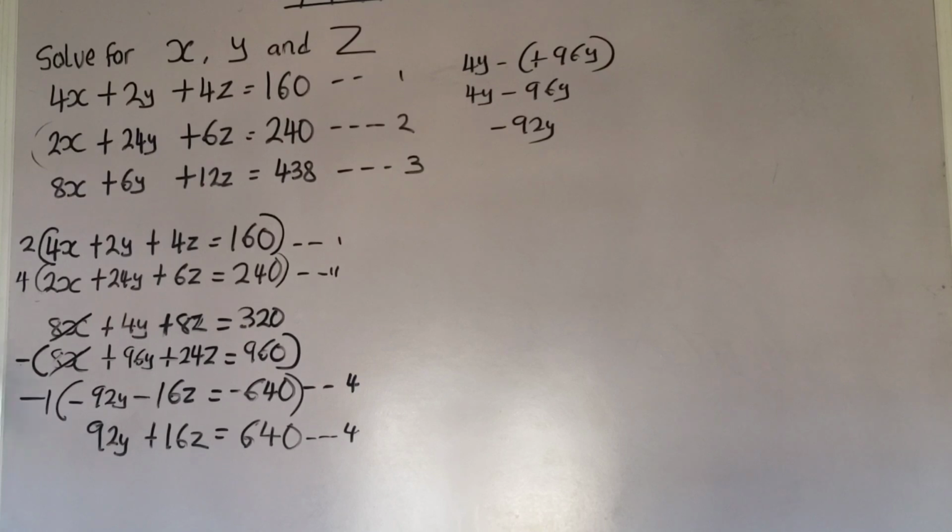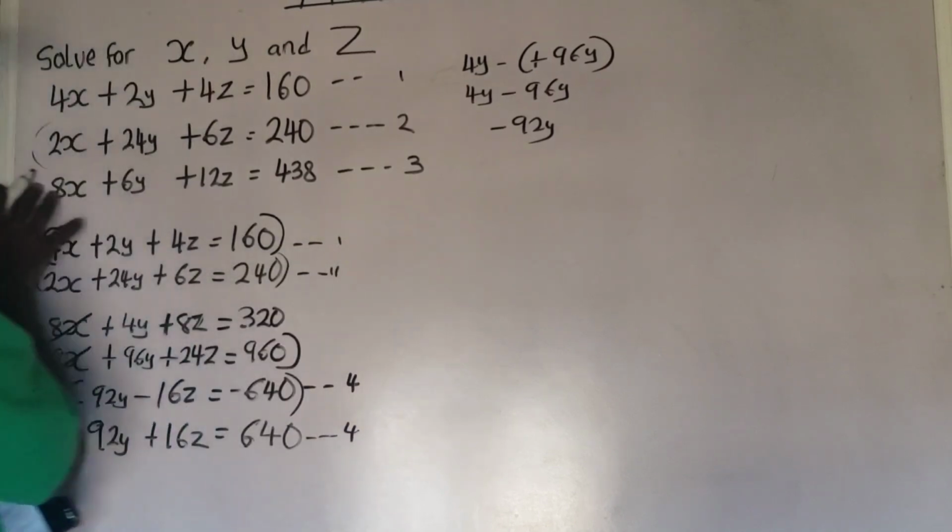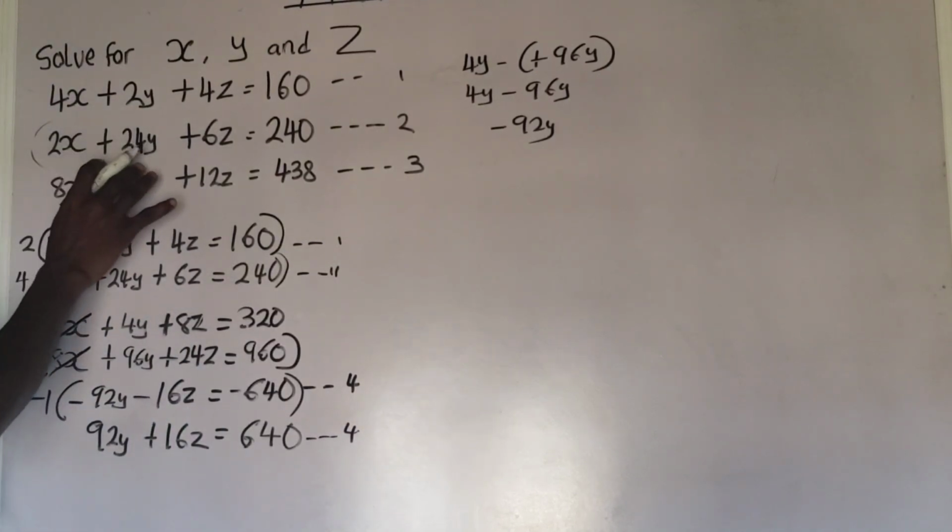You understand? You can take equation 1 and 2, but we have already taken equation 1 and 2. You can take equation 1 and 3. But now I'm going to take equation 2 and 3. Now, from equation 2 and 3, equation 2 is what? 2x plus 24y.